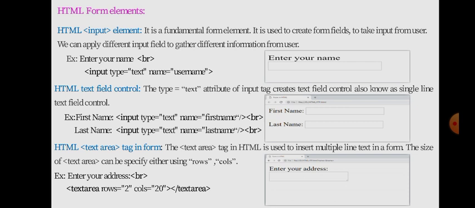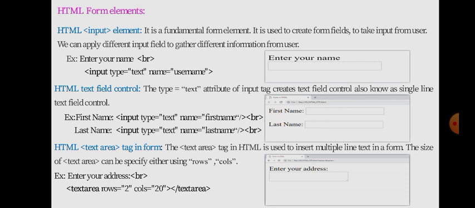For example, enter your name. Here I am taking the BR tag for line breaking. Input type is equal to text, because here I am taking the name. So the name will be presented in text format. So input type is equal to text, and the name should be username, because I want the username. So that's why I am taking name is equal to username.